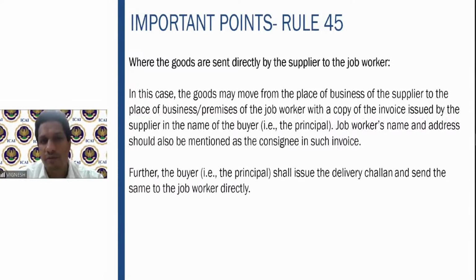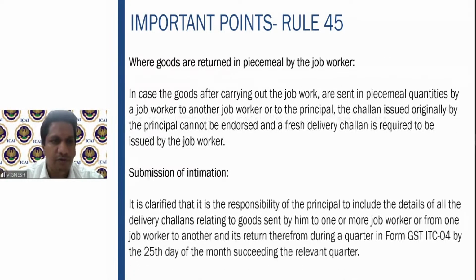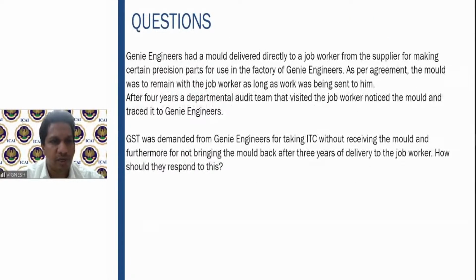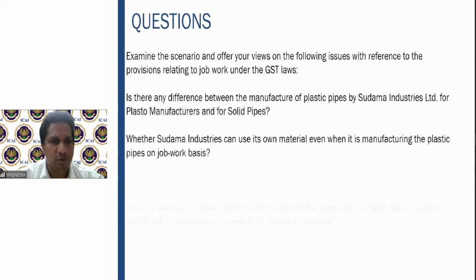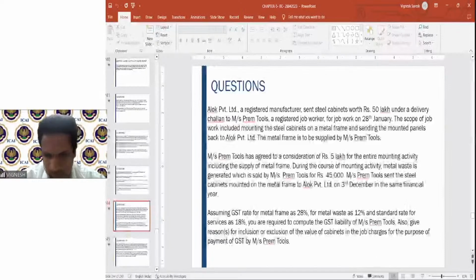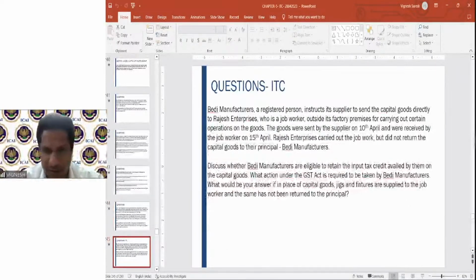In that ITC-04, what all will be there? All the details of the goods, quantity along with values, will be mentioned, whichever is sent to the job worker for the purpose of job. These rules also we have seen, worked out the respective questions also. So that was a quick revision on what we have discussed. Any queries here, or we go to the further problems which have been left out.